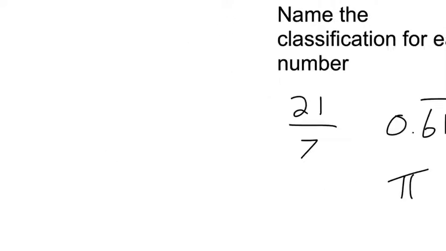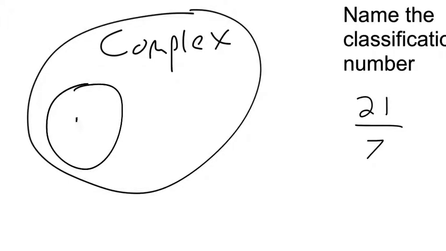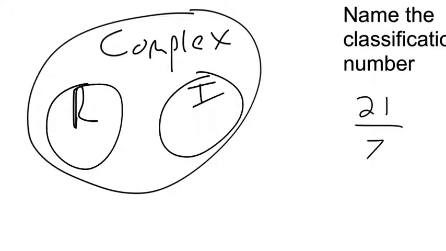So a quick review of numbers. We got all numbers fit under the complex plane. So complex numbers could be real numbers, we usually use a double bar, or imaginary numbers. Now, under real numbers, we have these numbers called rational numbers.